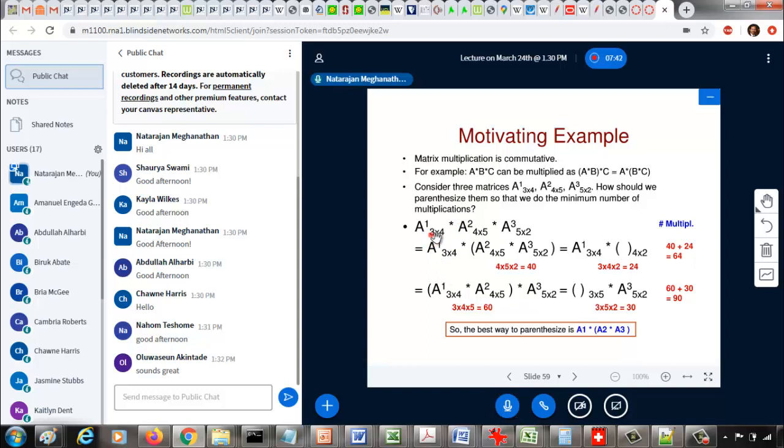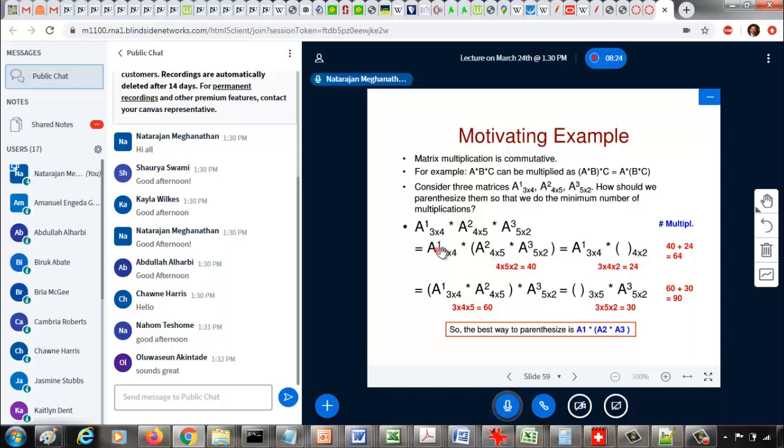So this is going to be the dimension in this example: 3 by 4, 4 by 5, 5 by 2. If we were to multiply A2 and A3 first, the number of multiplications will be 4 times a common dimension 5 times this 2. So that's going to be 40 multiplications to get this product matrix of A2 and A3. And what's going to be the dimension of this product matrix? The common dimension goes away. It is going to be a 4 by 2 matrix, right? So when you multiply 4 by 5 and 5 by 2, the product matrix is going to be 4 rows, 2 columns.